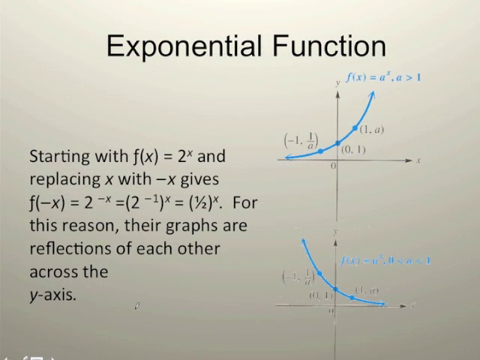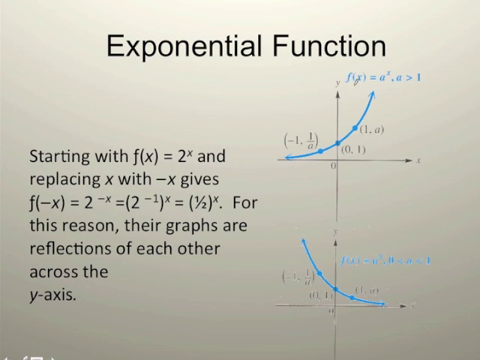If we look at these two functions, starting with f(x) = 2^x and replacing the x with negative x, gives you f(-x) = 2^(-x) = (1/2)^x. And so the two graphs we looked at are reflections across the y-axis. So notice we just would flip this graph over, and we would get this one.